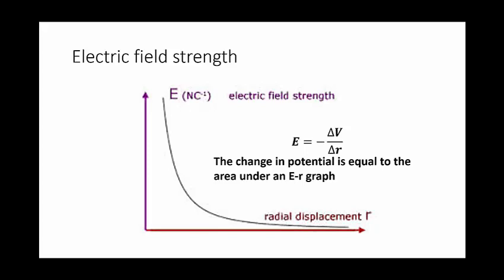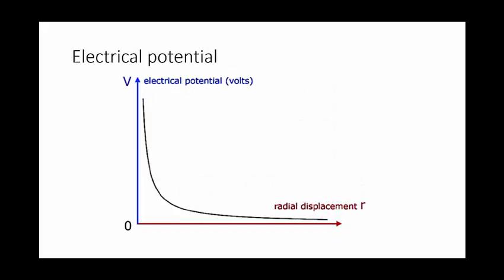So what does that mean in terms of our V-R graph? Well, that tells us that the gradient of our V-R graph must be equal to the electric field strength. And that's exactly the same as it was when we were looking at gravitational fields.